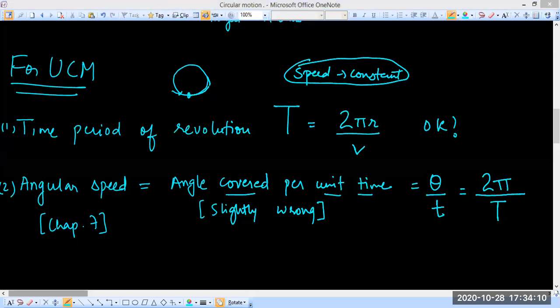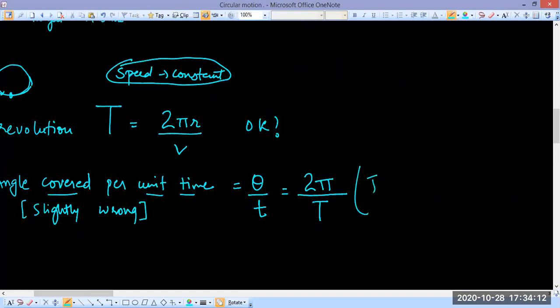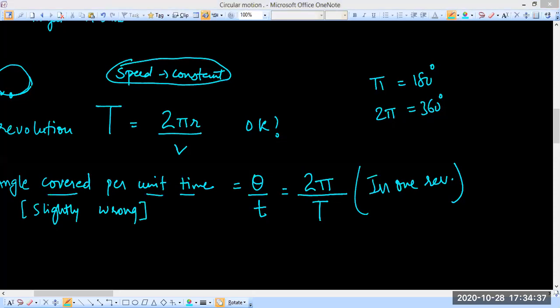Is this clear? I repeat, આ બધું શેના માટે કર્યું? In one revolution angle is 2 pi. તો તમને ખબર જ ને, pi angle means 180 degree. So complete circle is 360 degree, which is 2 pi. Okay, is that okay? Right. Okay, let's take this further.